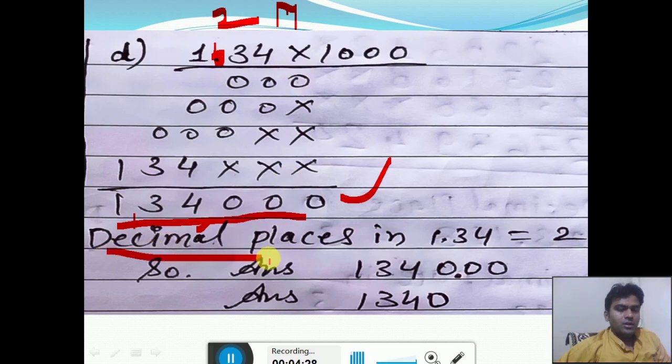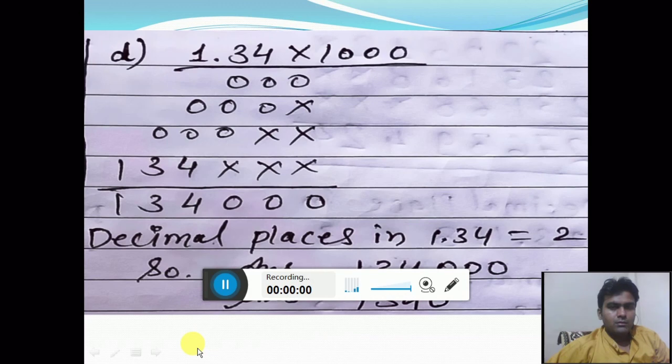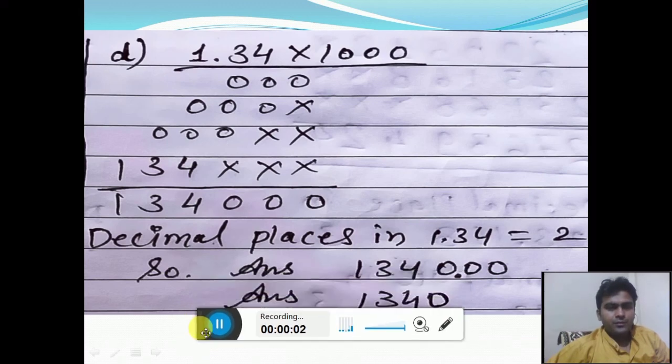Now what you have to do in the second method is count the decimal places. You have to see the decimal places in the question, after how many places? 1 and 2 places. So put the decimal point from the right, how many places? After 2 places. So 0 0, 1 place, 2 place, and after 2 places you have to put the decimal point. So your answer is 1340. I hope you understood this question. Now move on to the next question.